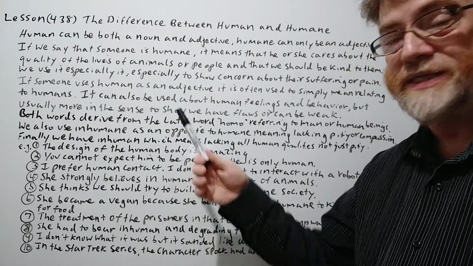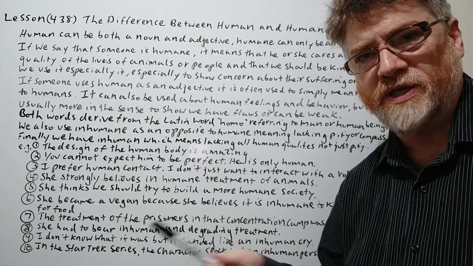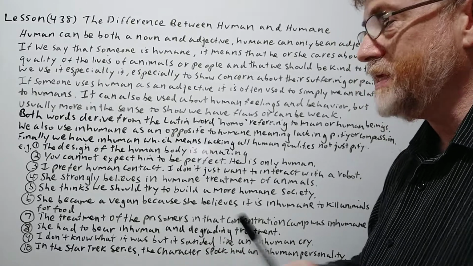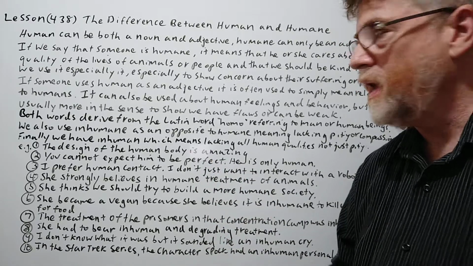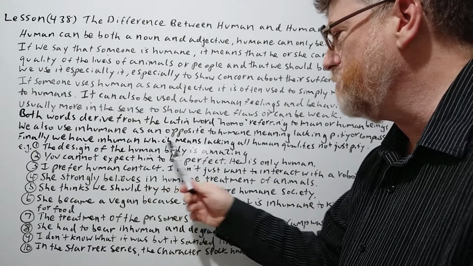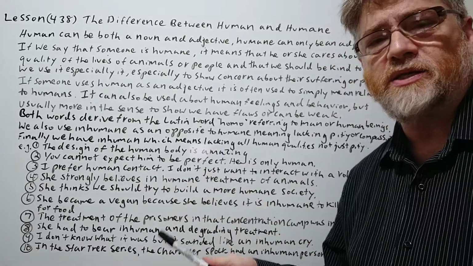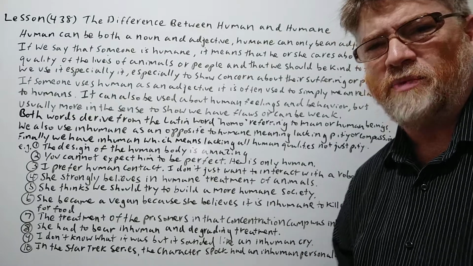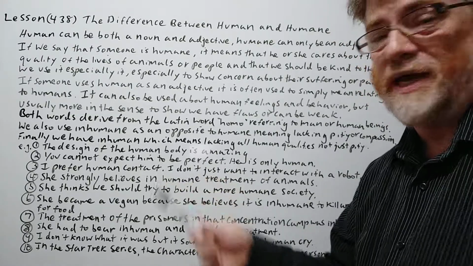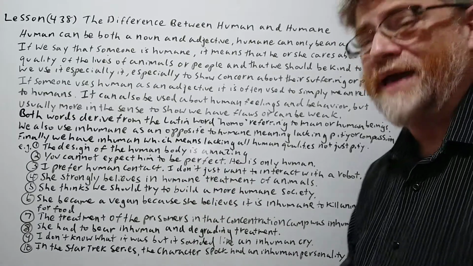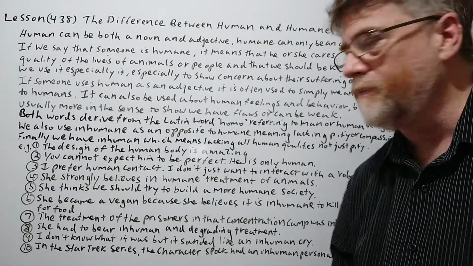All right, but anyway, we have 10 examples to cover these ideas. So let's look at the first one. The design of the human body is amazing. This just means relating to humans. We definitely would not use humane here. We wouldn't say the design of the humane body. No, that makes no sense at all.